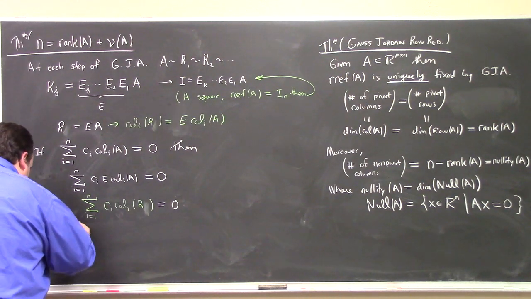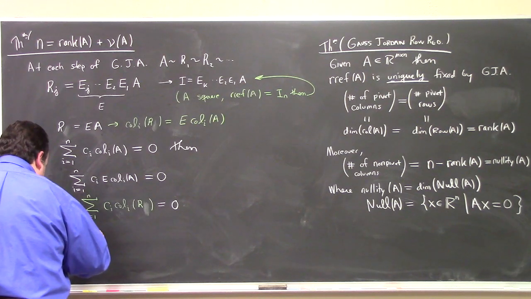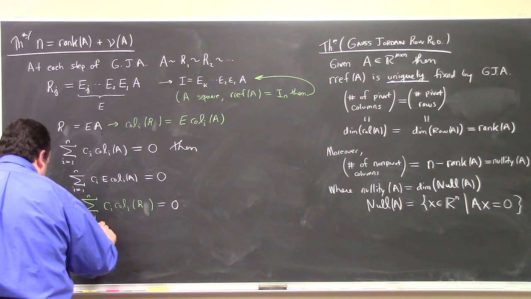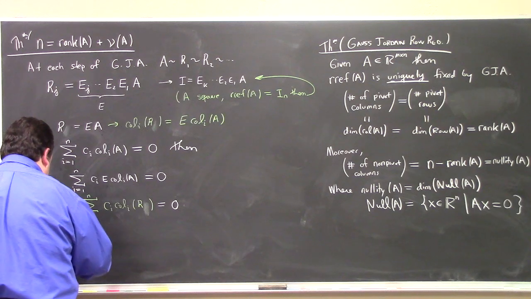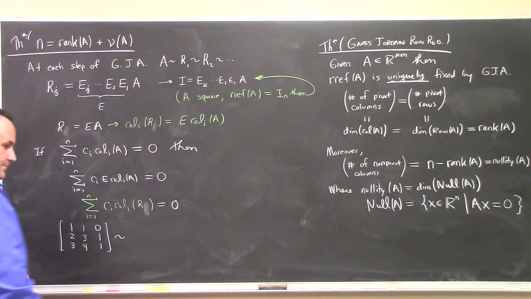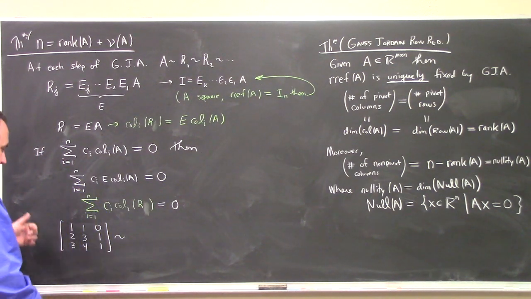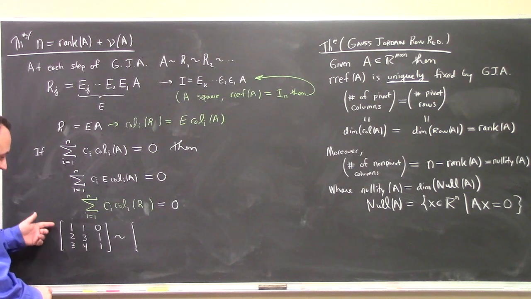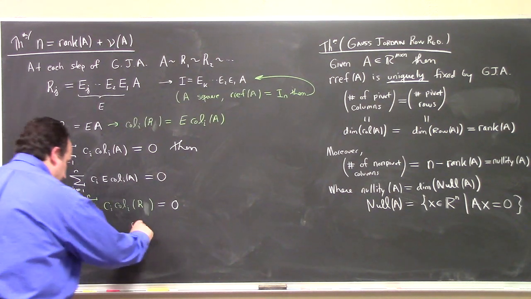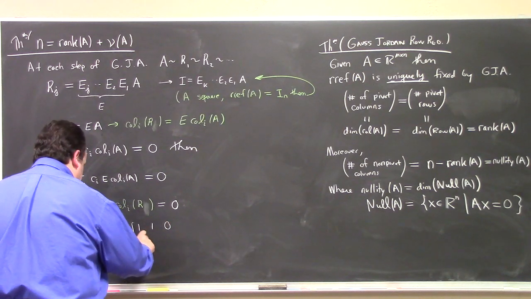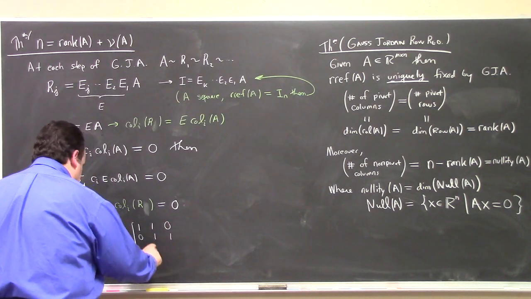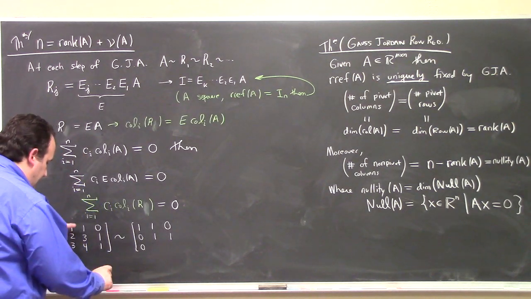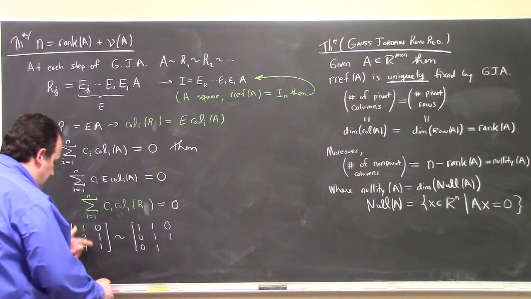So if I have like 1, 2, 3, last column 0, 1, 1. My middle column is, I don't know, 1, 3, 4. I'll reduce this thing. First of all, I'm going to subtract 2 copies of row 1 from row 2 and 3 copies of row 1 from row 3. So I've got 0, 1, 1, and 0, 1, 1.